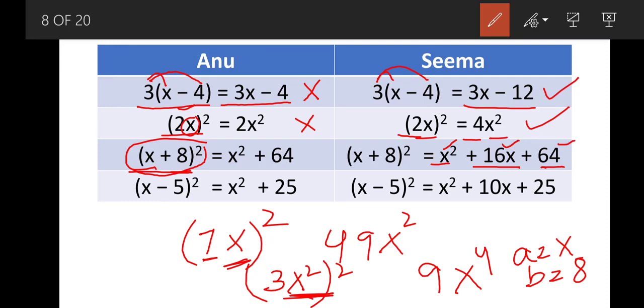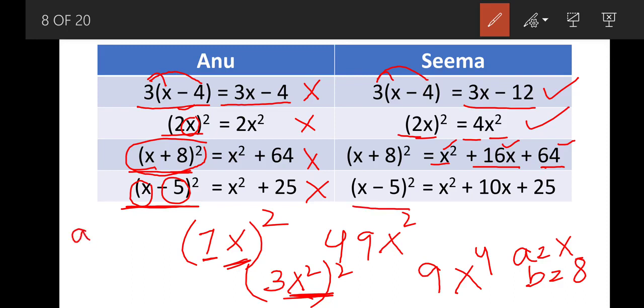In a similar manner, x minus 5 whole square. What Anu has done? She has done the square of x as well as of 5. So that is again wrong. We need to apply identity number 2 in this case. And it is a minus b whole square.